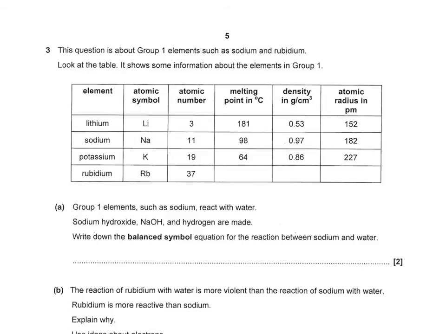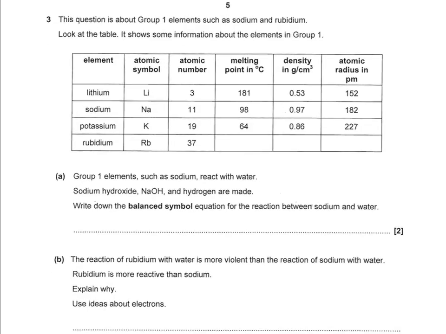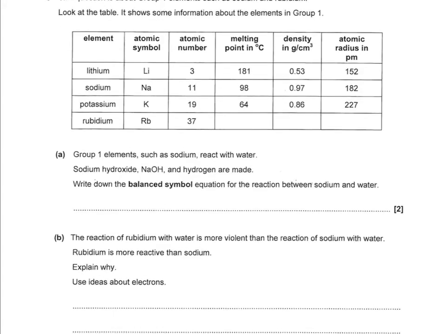This question is about group 1 elements such as sodium and rubidium. And the question is, group 1 elements such as sodium react with water. Sodium hydroxide and hydrogen are made. Write down the balanced symbol equation.